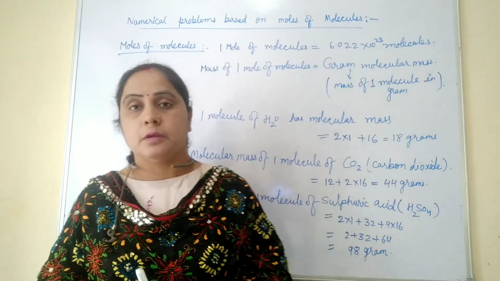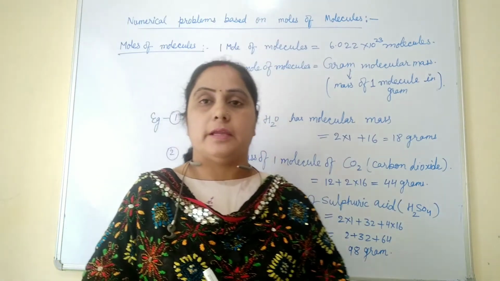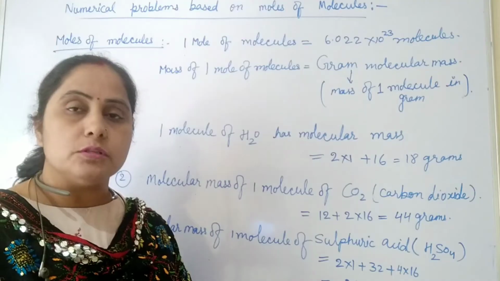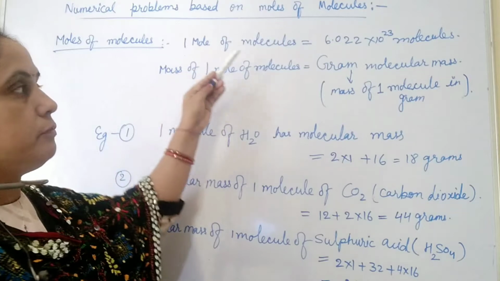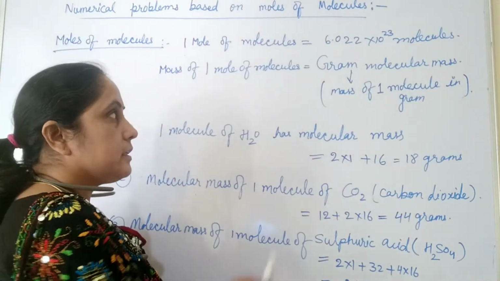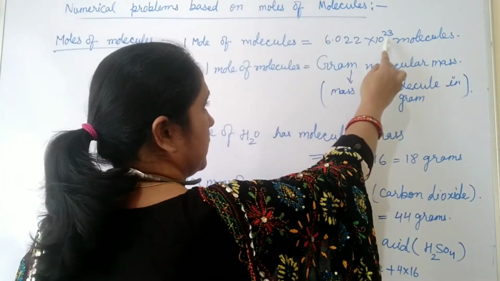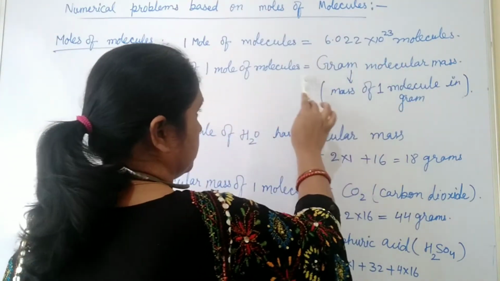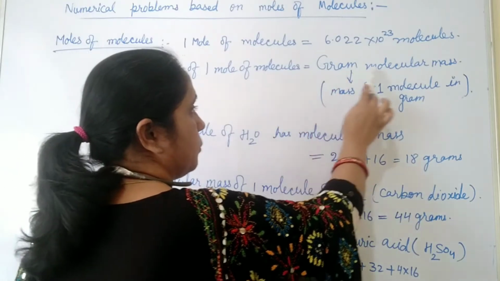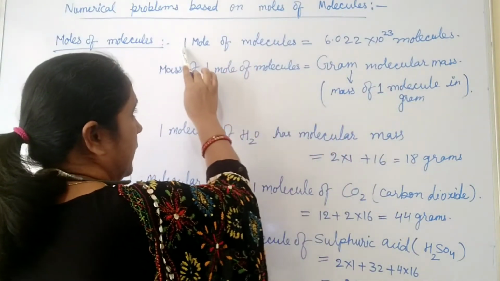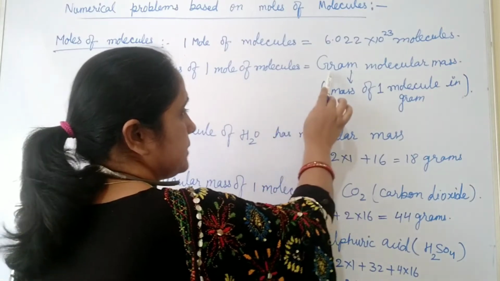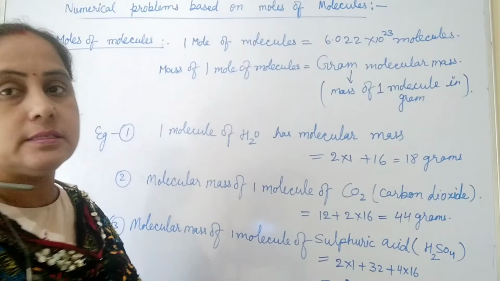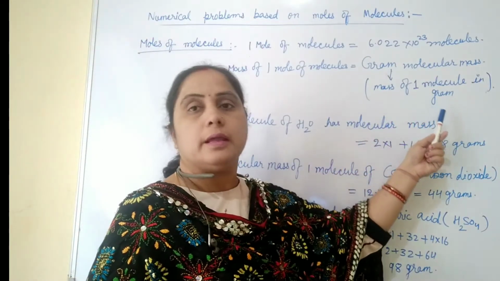Good morning, class 9. Today we will start how we can solve numerical problems based on moles of molecules. 1 mole of molecules contains 6.022 × 10^23 molecules, and the mass of this number of molecules is equivalent to their molecular mass. It means the mass of 1 mole of molecules is equivalent to its gram molecular mass. Gram molecular mass means the mass of one molecule in grams.